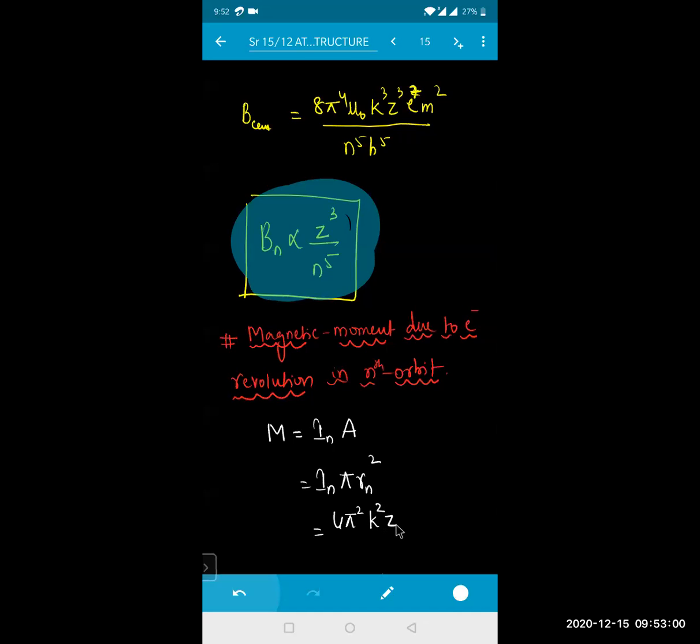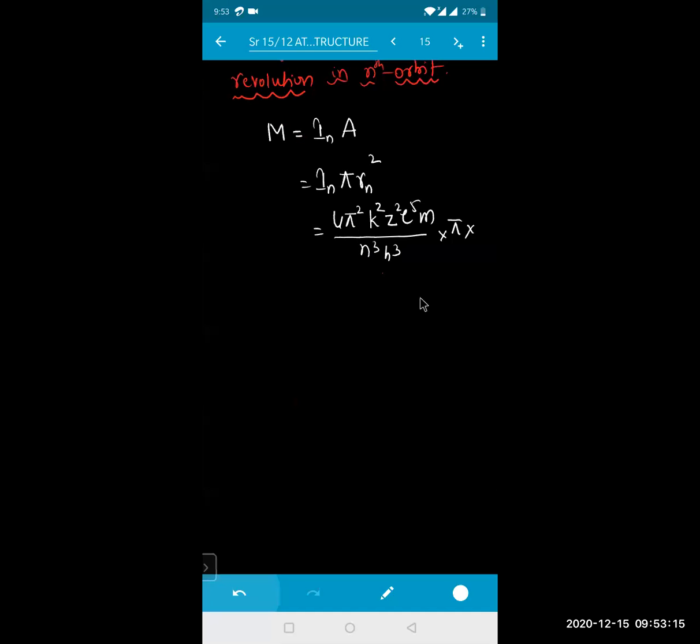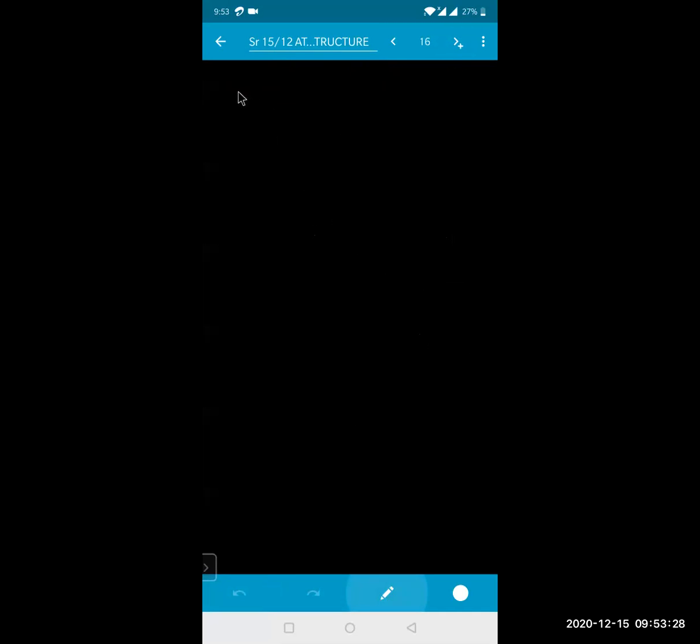This one is k square z square e to the power of 5 into your m divided by your n cube into your h cube, into this one is pi into radius of your nth orbit into your radius of your nth orbit. Writing it out, what does it become here? So this one is n square h square divided by your 4 into your pi square k into z into e square into your m. If you simplify all of this, you will be getting magnetic moment of your nth orbit is equals to e into n into your h divided by your 4 pi into your m.